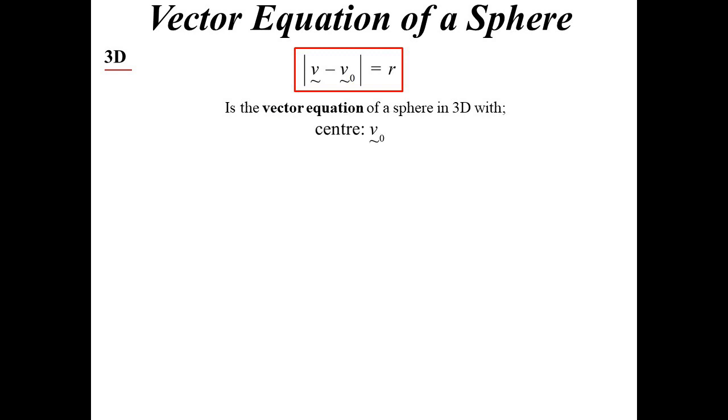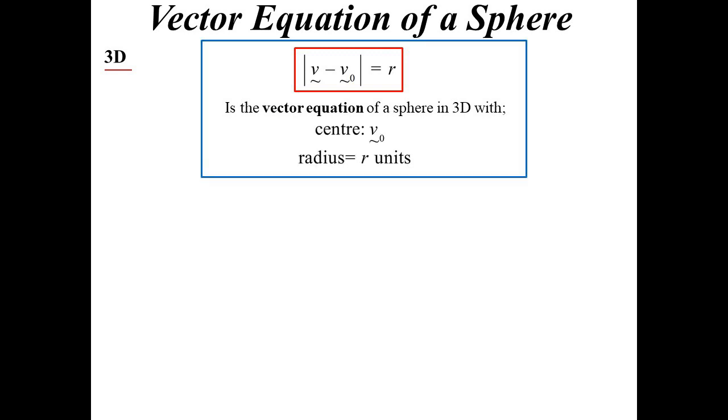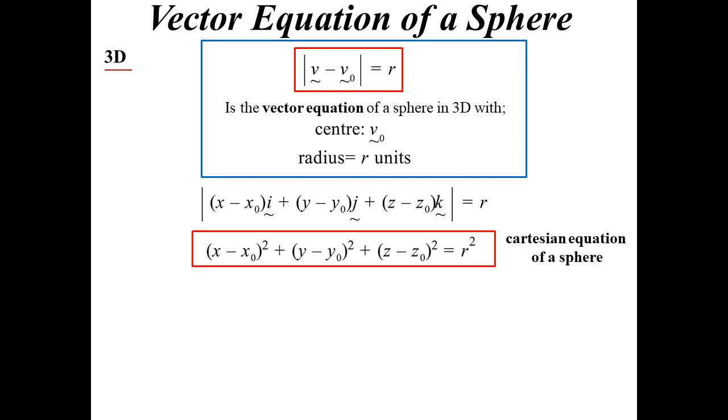So the centre would be v naught and the radius would be r. The magnitude then, let's break it into component form. I'm going to come up with the Cartesian equation, and you'll see what we get. Again, it's very similar to the equation of a circle. All we've done is add in z minus z naught squared, the same as when we looked at the distance formula.